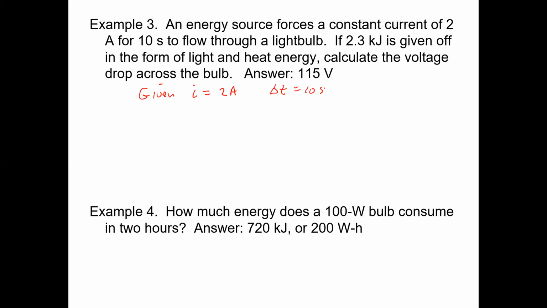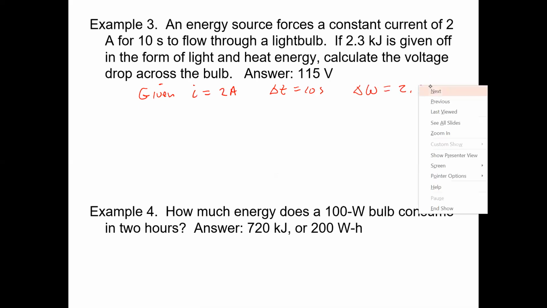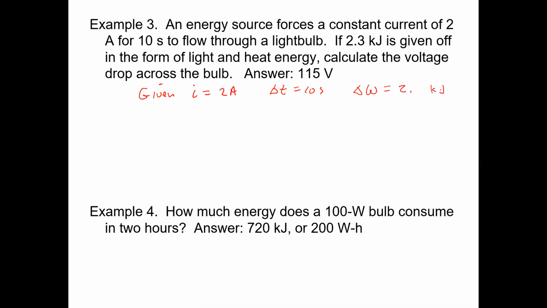And also, it's telling us a little bit about the energy, right? The 2.3 kilojoules is given off in the form of light and heat energy. And is that power or energy? It's energy, right? So that's our change in energy over those 10 seconds. And we're supposed to find V. And the answer is supposed to be 115 volts. Well, okay, how do we find V?